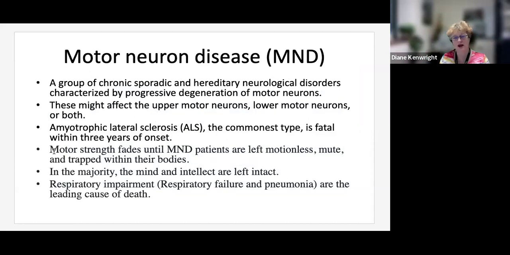And it's characterized by weakness. So starting with foot drop, then progressing to leg weakness, people can't walk, and arm weakness, until they are left motionless, unable to speak, inside, trapped in their bodies, but their mind and intellect are left intact. It is a devastating disease because it affects people who are often in their late 50s. And death is from respiratory impairment when the diaphragmatic muscles are affected.